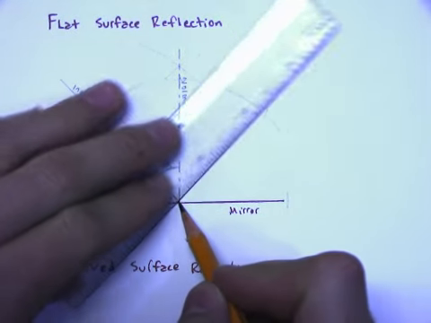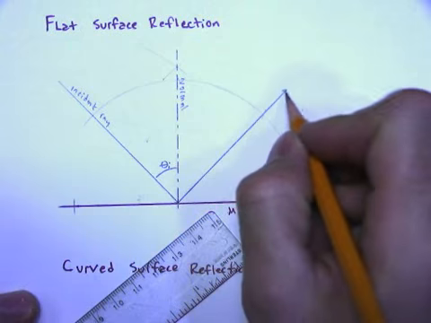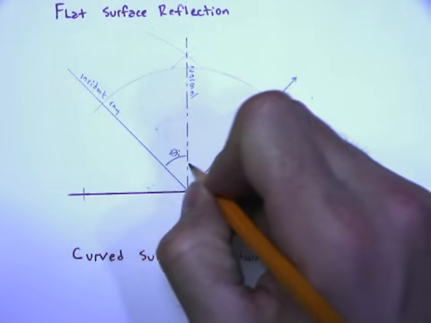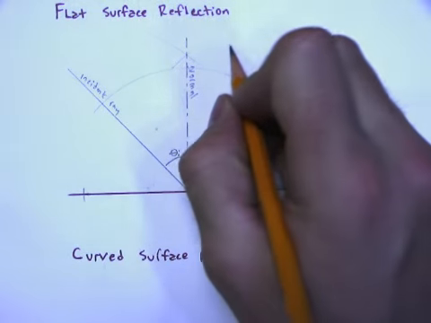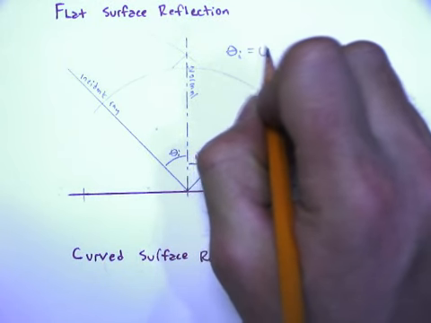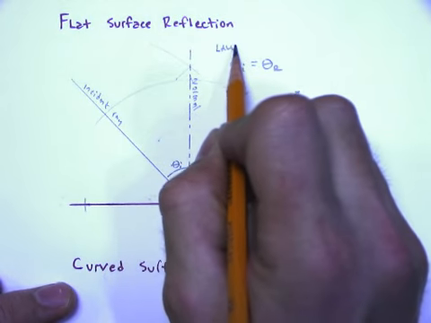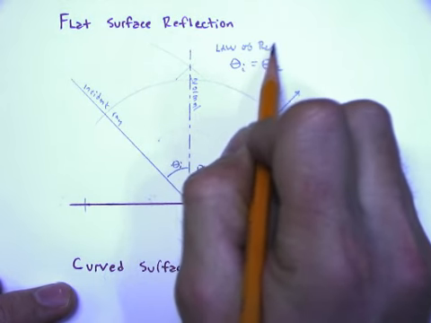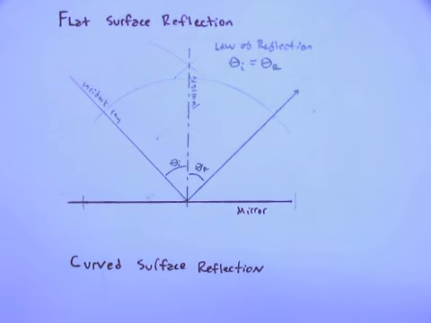So then this is where my reflected ray goes, and this will be the angle of reflection. The angle of incidence should equal the angle of reflection. That's the law of reflection. It says that the incident angle equals the reflected angle always. So that's how you find reflection off of a flat surface.